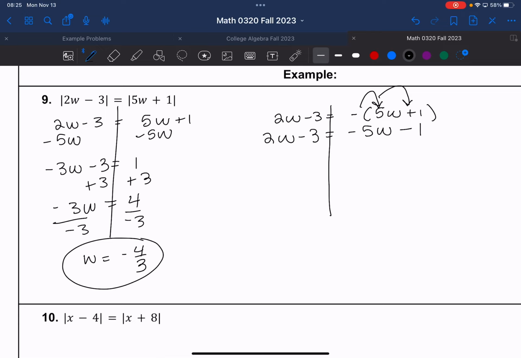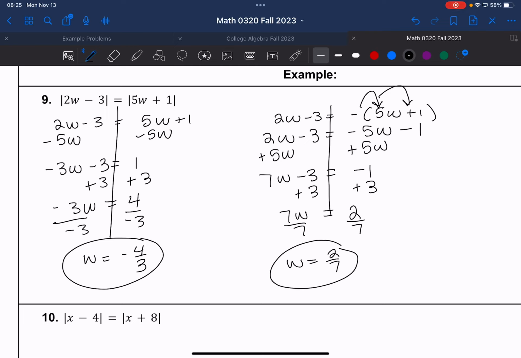And again, I'm going to do the same thing. Get my w's to one side and my numbers to the other. So I'm going to add 5w over, and I get 7w minus 3 is equal to negative 1. Then I'm going to move my numbers over to the other side by adding 3. And I get 7w is equal to 2. And then divide both sides by 7, and I get w is equal to 2/7.